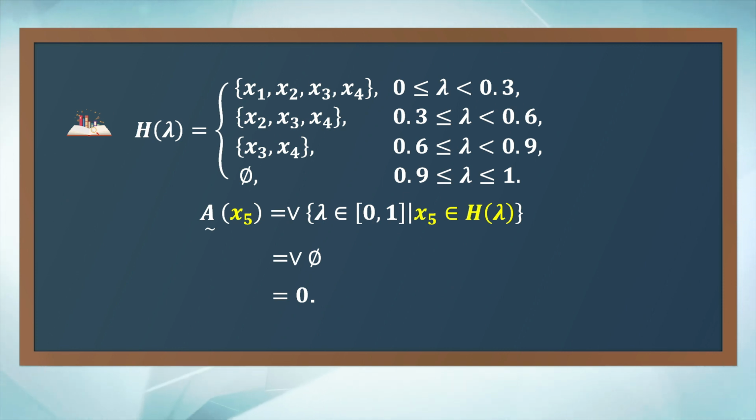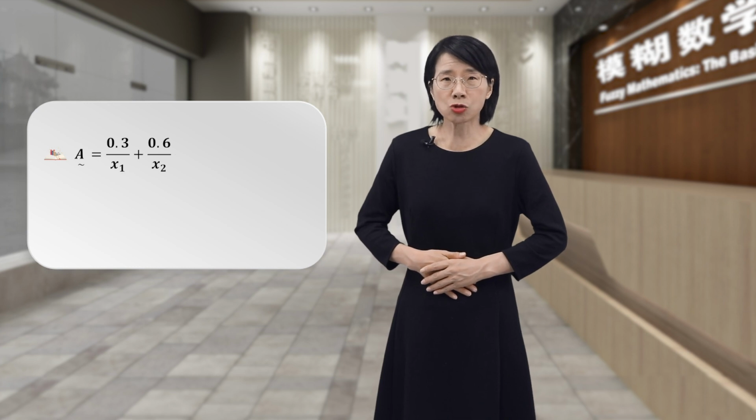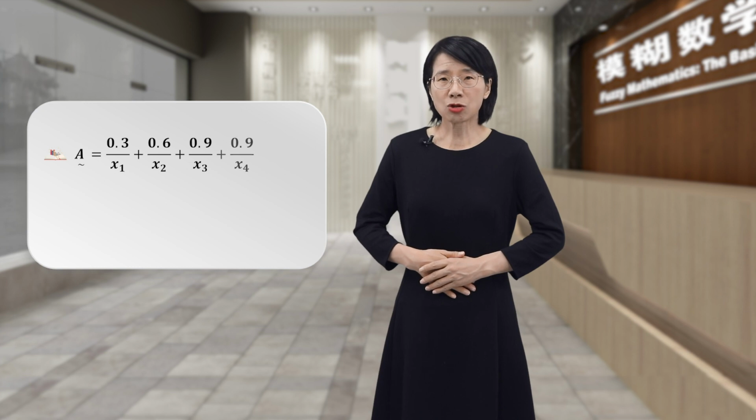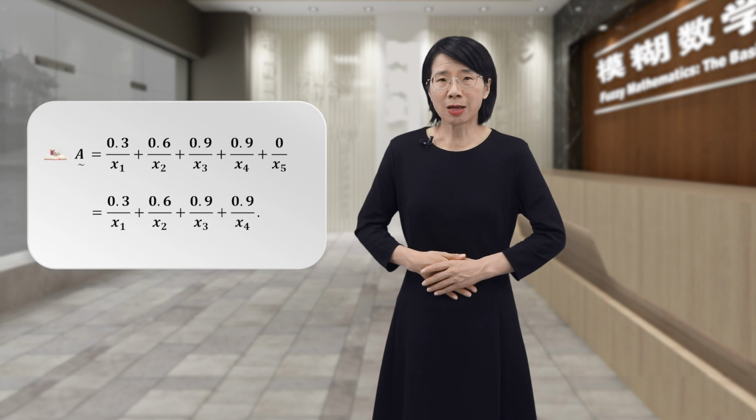Finally, we denote the fuzzy set A with Jedi notation. A equals 0.3 over x1 plus 0.6 over x2 plus 0.9 over x3 plus 0.9 over x4 plus 0 over x5. And the degree of membership of x5 is 0, so the last term can be omitted.